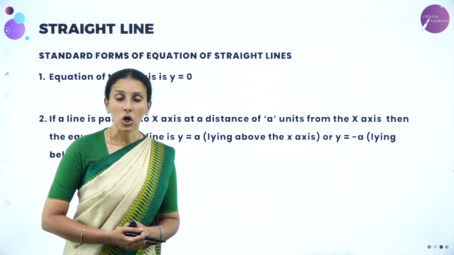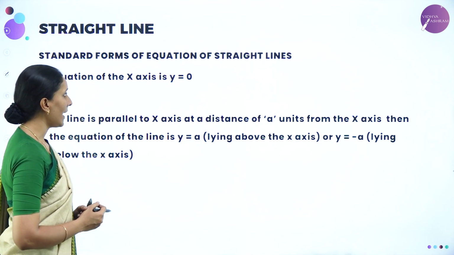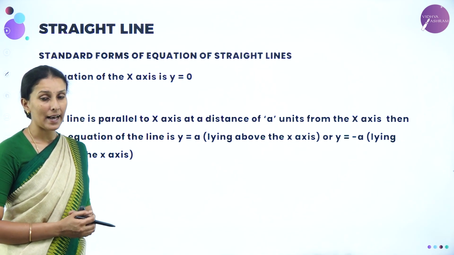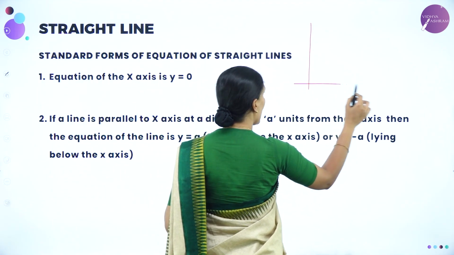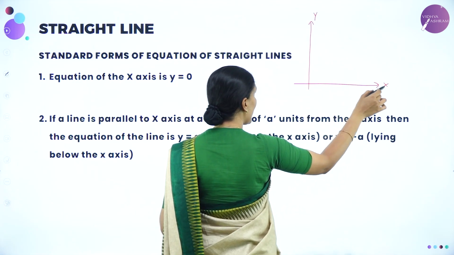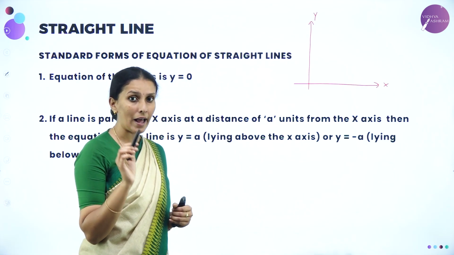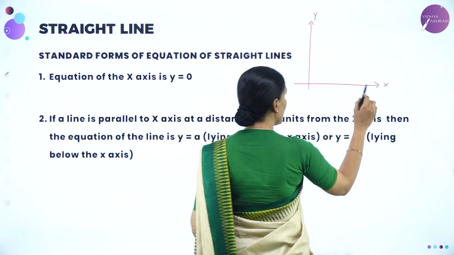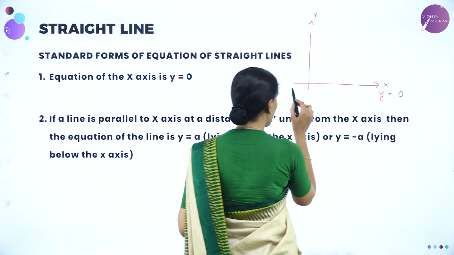So next we come across the standard equations of a straight line. The equation of the x-axis is always considered as y is equal to 0. Consider this as the x-axis and this as the y-axis. On the x-axis, the coordinate value of y is 0, and hence for the equation of the x-axis, we always consider y is equal to 0.